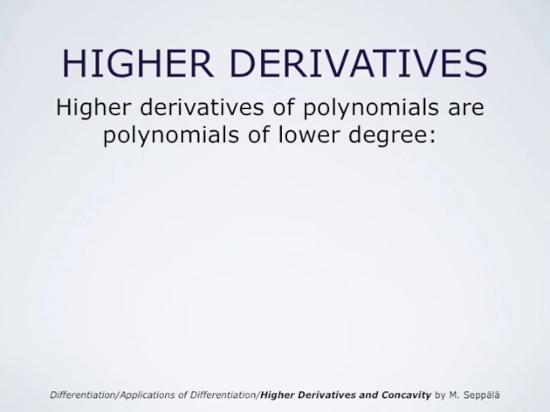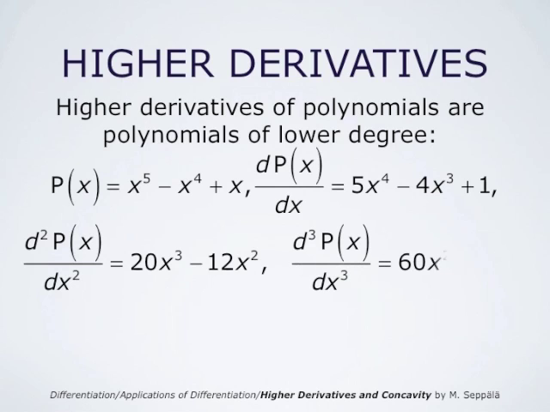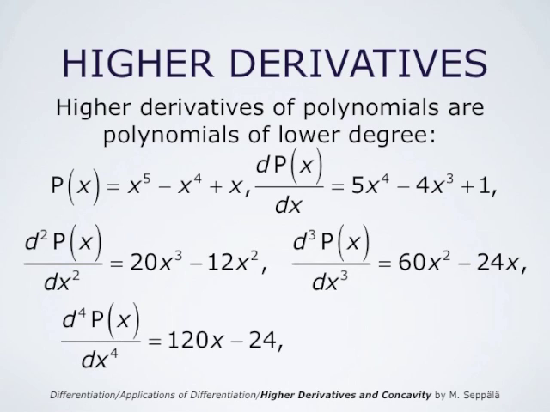Higher derivatives of polynomials are polynomials of lower degree. For example, the derivative of the polynomial x to the power 5 minus x to the power 4 plus x is 5 times x to the power 4 minus 4 times x cubed plus 1. And the second derivative of that polynomial is 20 times x cubed minus 12 times x squared, and the third derivative is 60x squared minus 24x. The fourth derivative is 120x minus 24. The fifth derivative is 120, a constant, and all the other higher derivatives would then be 0.